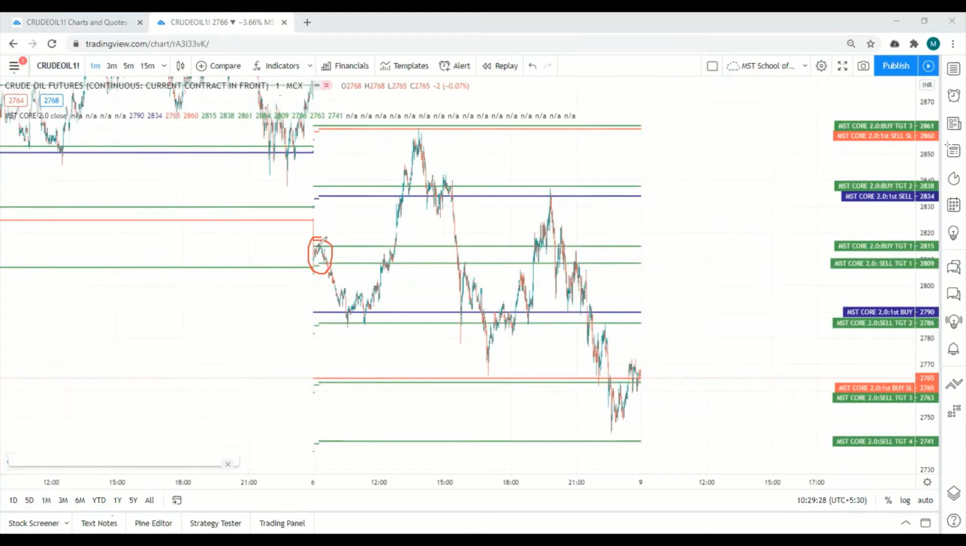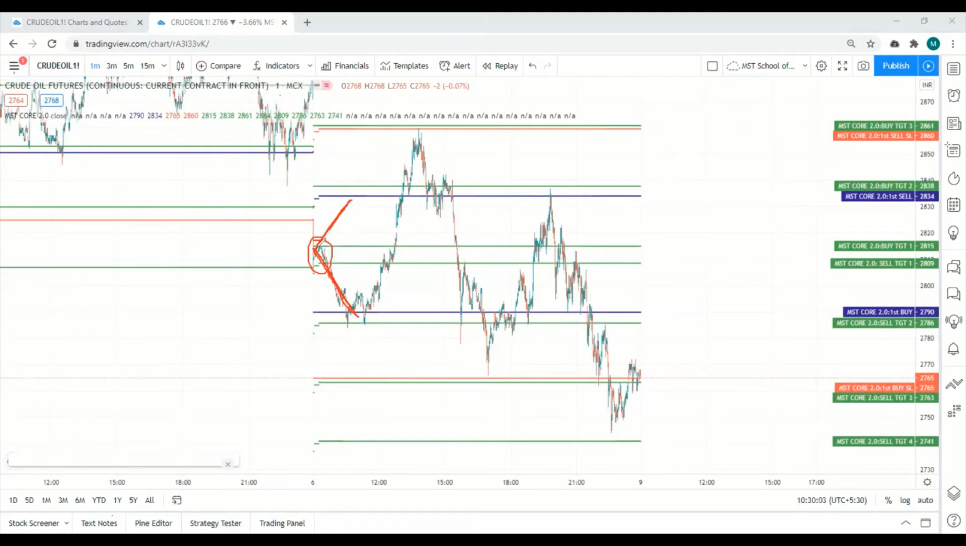I will be waiting for the entry. Either the price has to reach here at 2834, or it has to come down to 2790. I will take the entry only if the market has reached 2834 or 2790. If neither of them is activated, I will not trade. I will wait with the pending order.